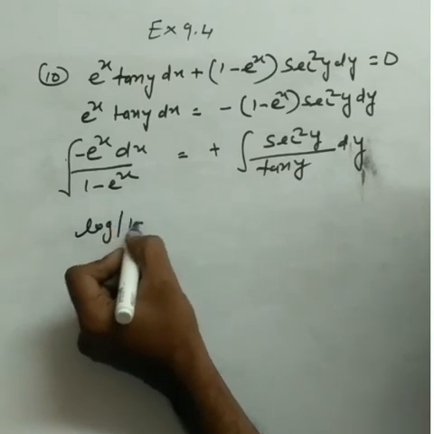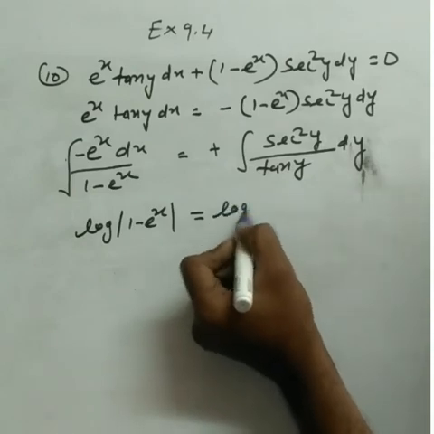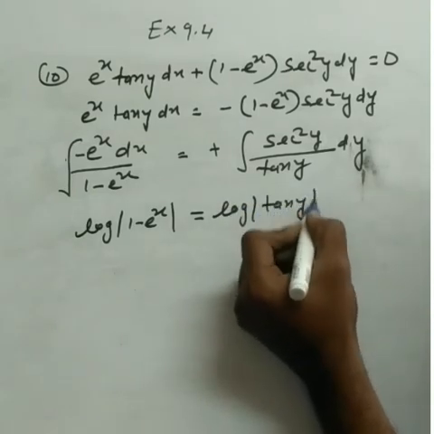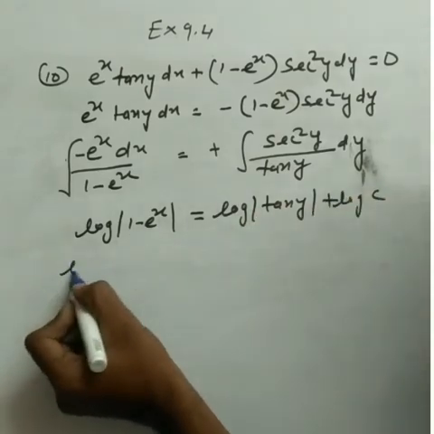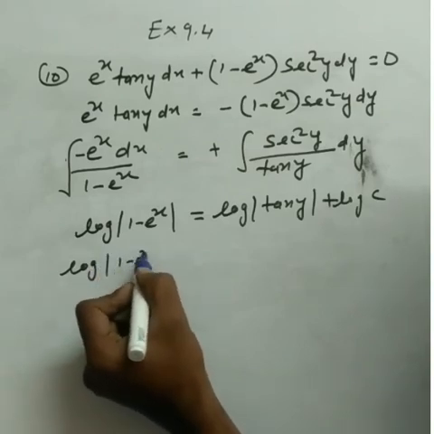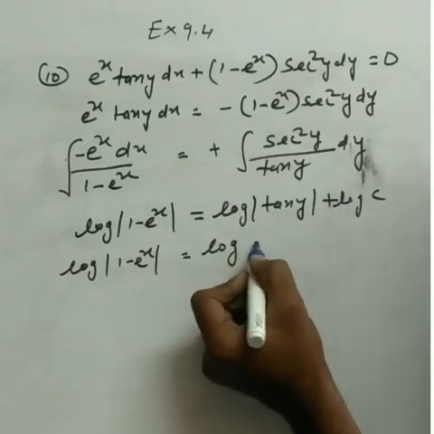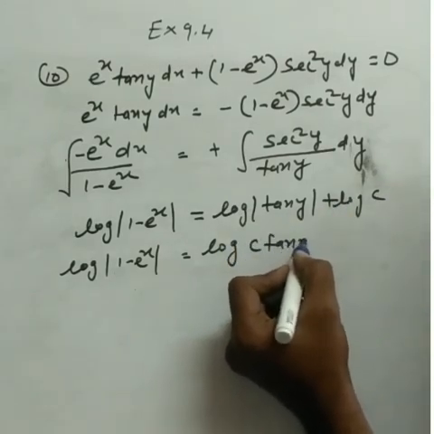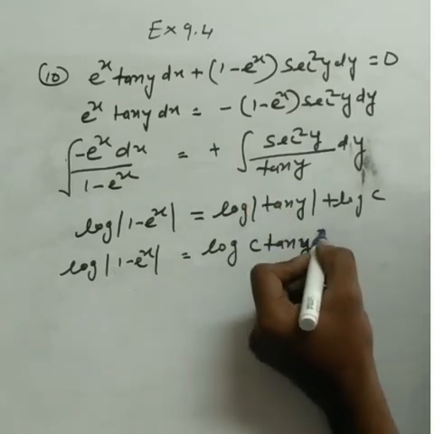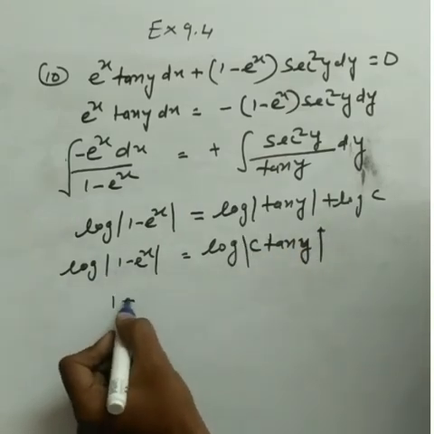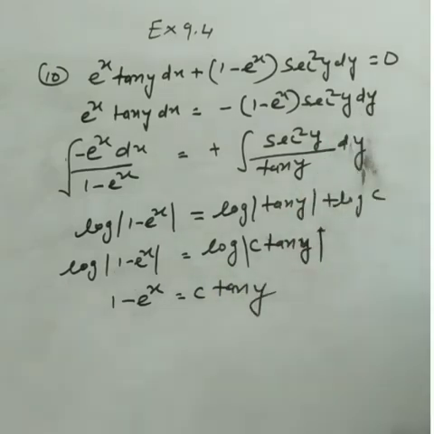So log of 1 minus e power x. Here log of tan y, and plus log c. Log of 1 minus e power x equals, log a plus log b is log a into b, c tan y. Log to log cancel, 1 minus e power x equals c tan y. This is the answer.